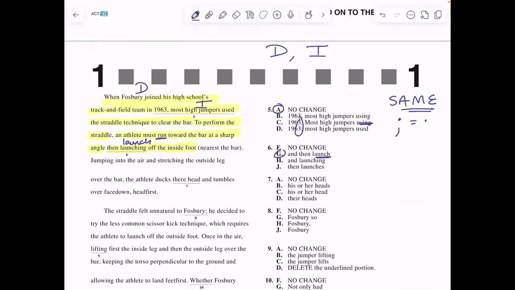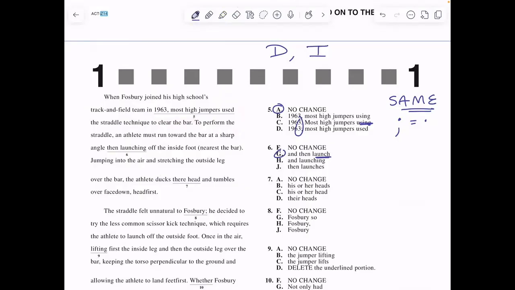Okay, 7. Jumping into the air and stretching the outside leg over the bar, the athlete ducks their head and tumbles over face down head first. So a clue here, I always tell students, look at other sentences that are not questions. You can very clearly see that this is a dependent and this is an independent separated by a comma. So if I forgot that rule, skip the question, skip 5, and come back to it because there's going to be commas used correctly later on. So that is an important consideration. Look elsewhere for clues. I don't know if that helps us here. That's not this type of question, but let's see.